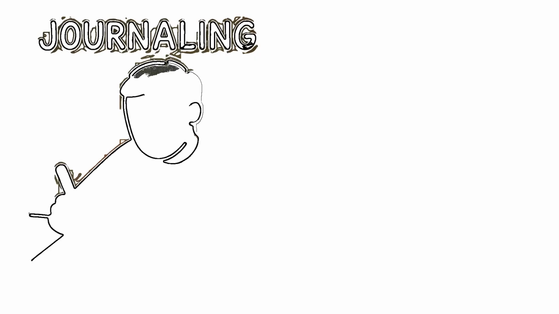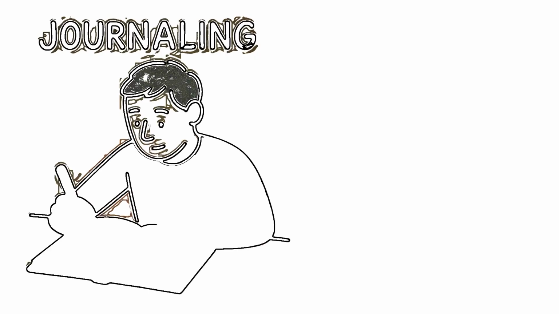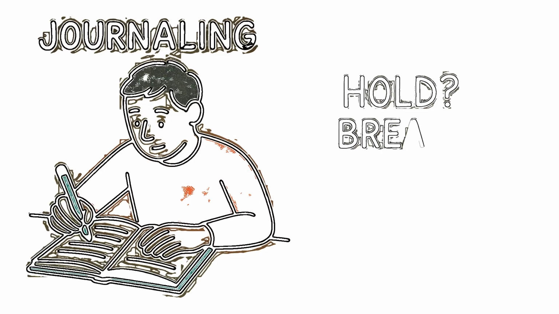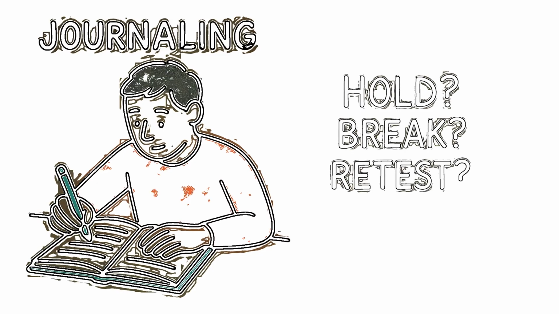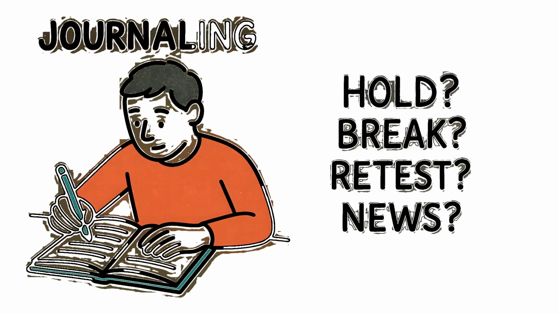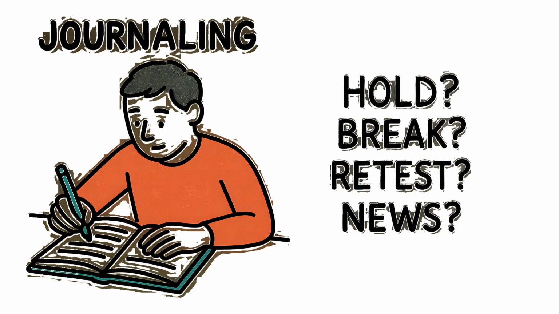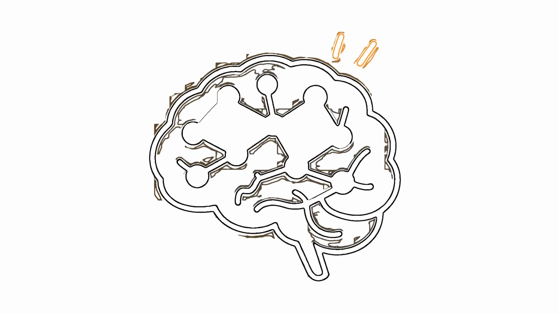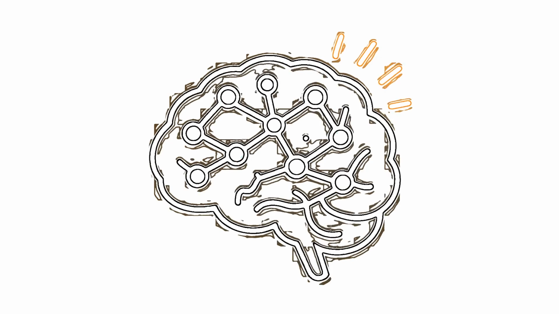Chapter 12, Journaling Zones. One thing pros do that beginners ignore, they journal every trade. Every zone you mark, record. Did it hold? Did it break? Was it retested? Was there news? Was the structure clear? This habit will build pattern memory in your mind. That is more powerful than any paid signal group ever.